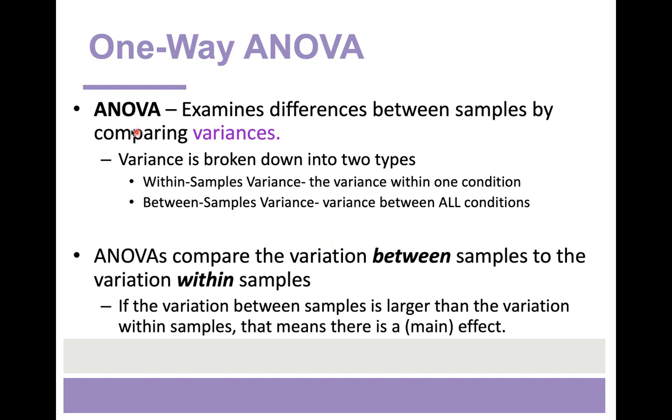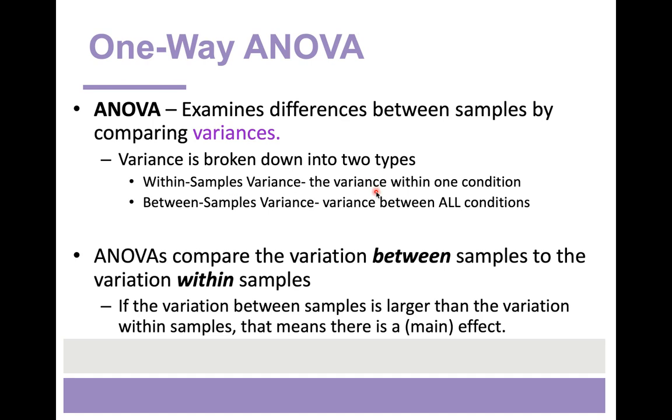So ANOVA, this acronym, actually stands for analysis of variance, because what an ANOVA does is compare the different sources of variability within an experimental design. And variance is broken down into two important types: within samples or within subjects variance. This is the variability within a single condition.